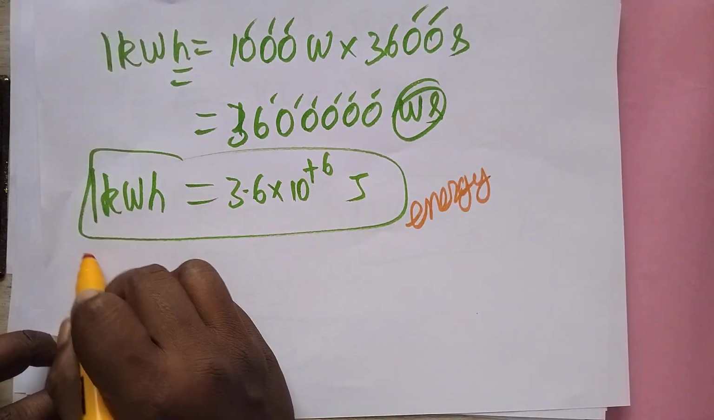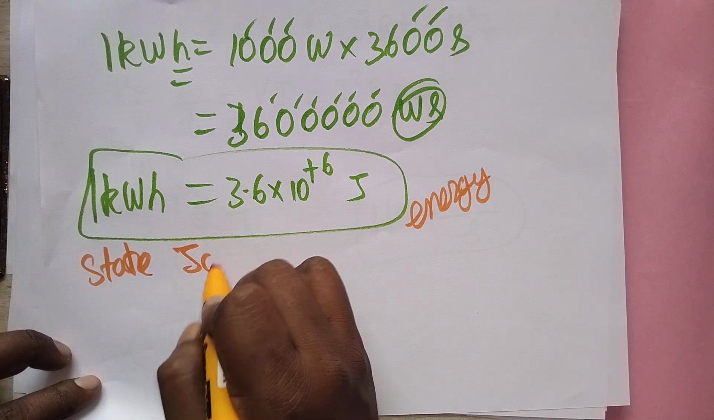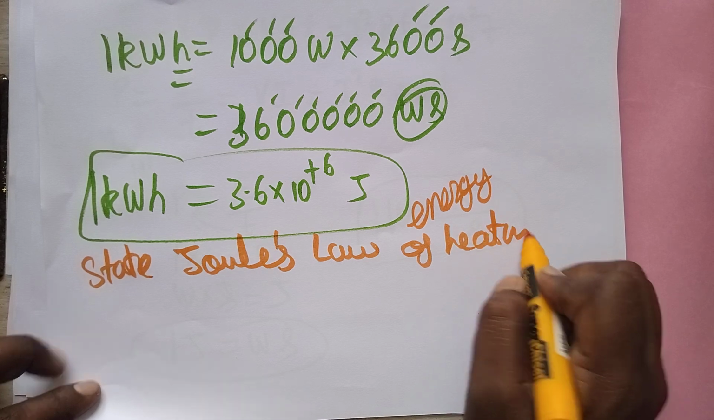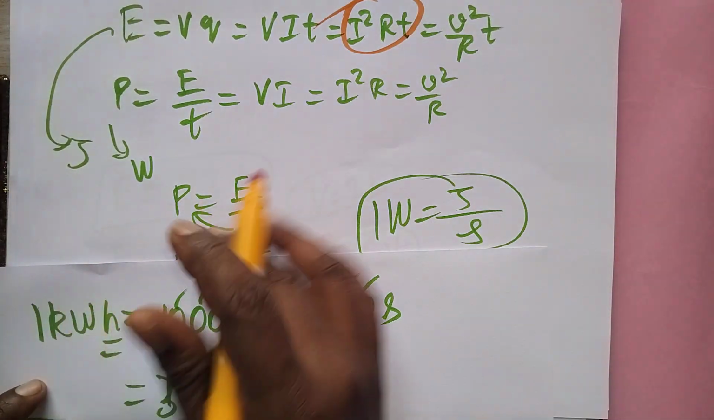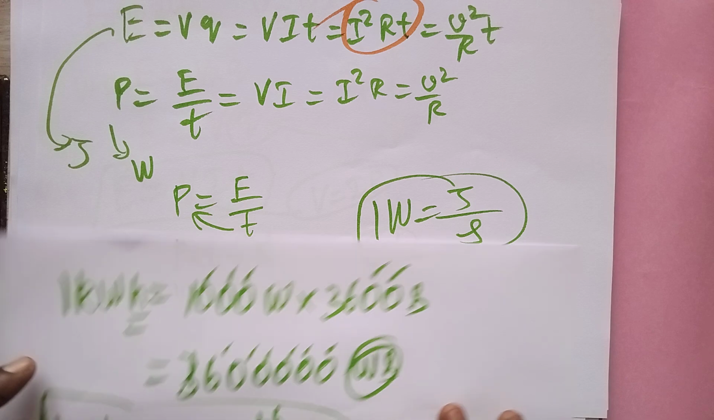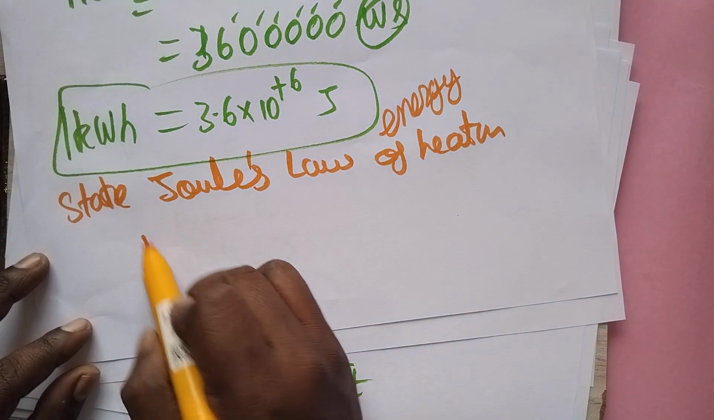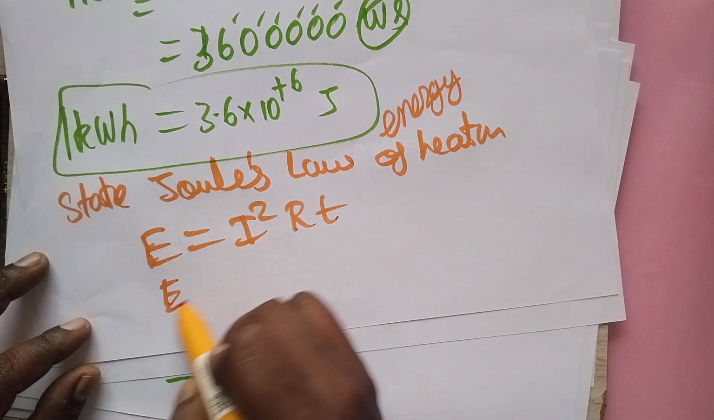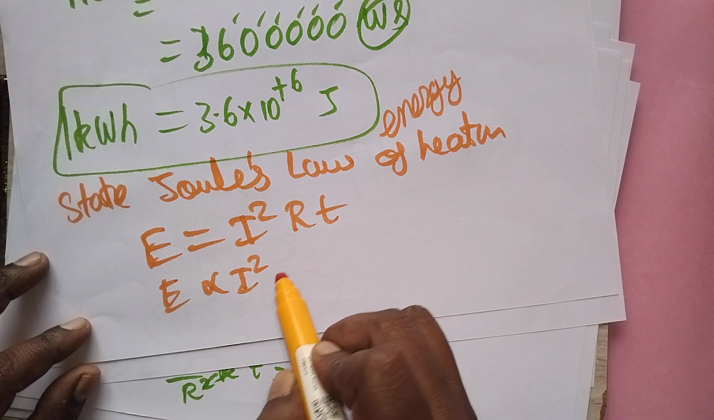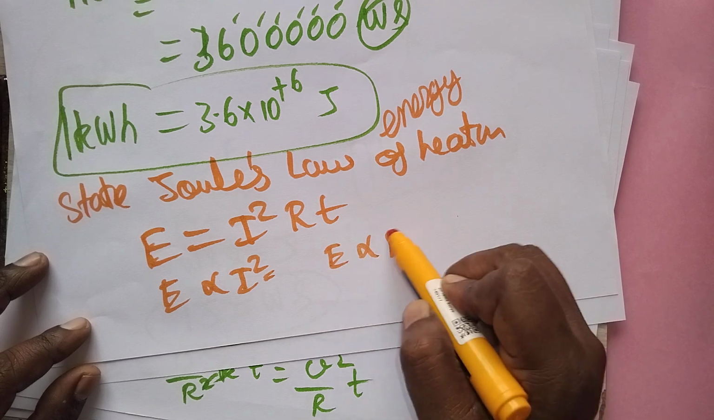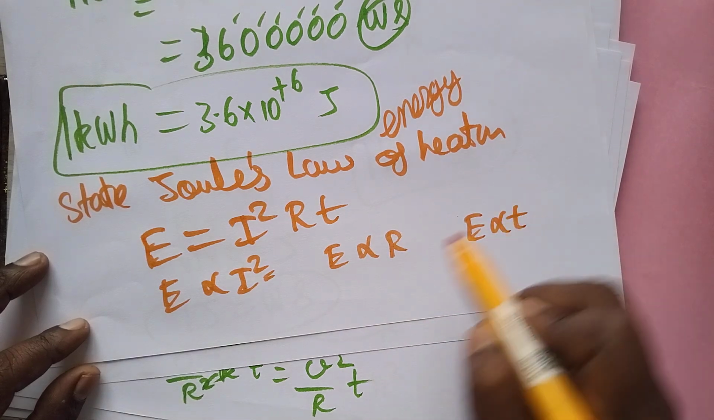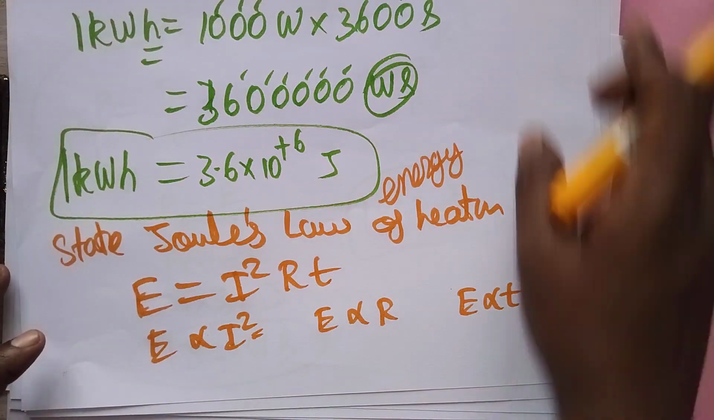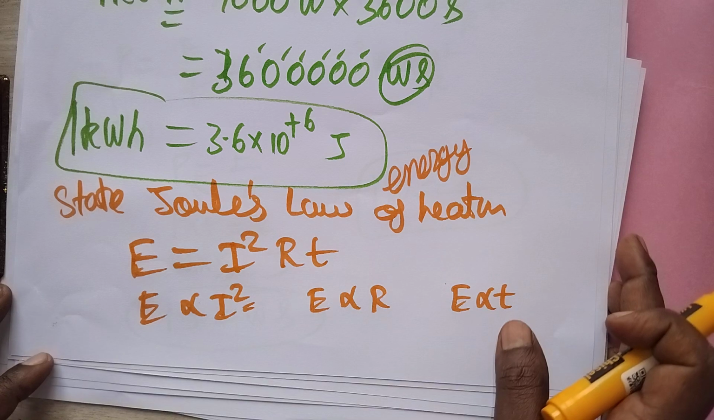Okay, next they will ask sometimes, state Joule's law of heating. Very simple formula. See here, this is going to be Joule's law of heating. Lot of formulas is there, no? So energy is equal to I square RT. Energy is directly proportional to square of current, directly proportional to resistance, and directly proportional to time. Okay, this is what we can call as Joule's law of heating. This is the most important concept from 10th standard.